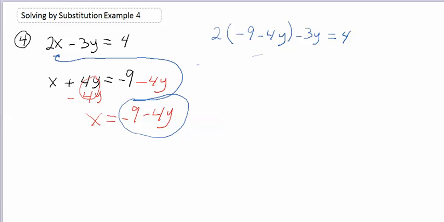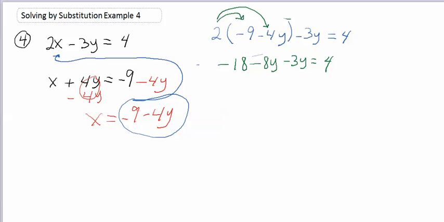Again, we have some work to do before we can find our solution. I have to go through and do the distributive property. So 2 times negative 9 is negative 18. Then I'm going to do the distributive property one more time. 2 times negative 4y is negative 8y, minus 3y is equal to 4.